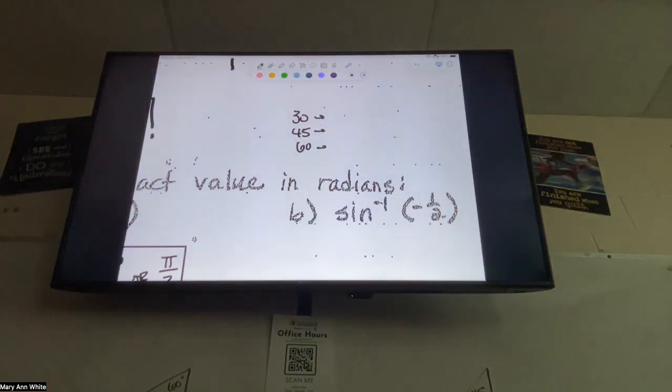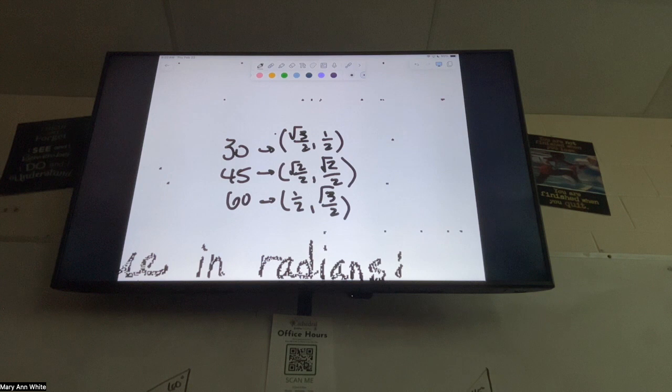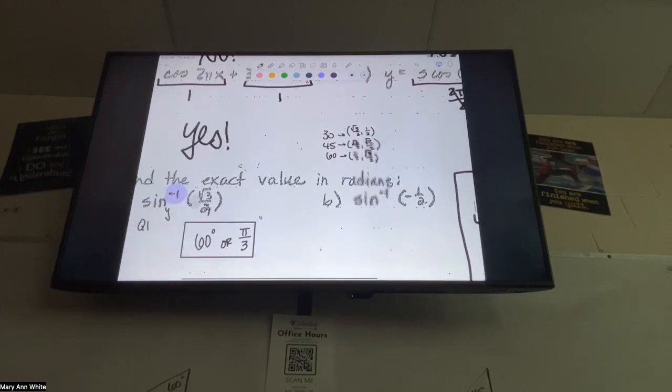My coordinate point at 45, I know, is root 2 over 2, root 2 over 2. 30 is a little bit tougher. I remember that's root 3 over 2, and then the 1 half. And 60 is the opposite of 30: 1 half, root 3 over 2. So that's something that I'm thinking about at all times. I'm trying to match it with one of these. If you need to make note of that at the top of your page, feel free to do that.